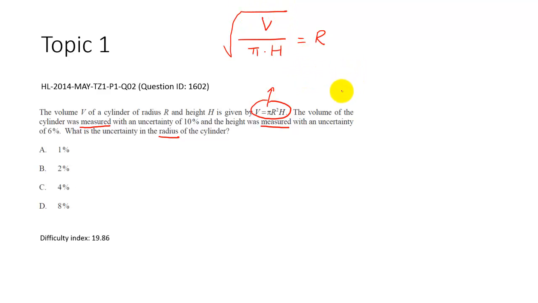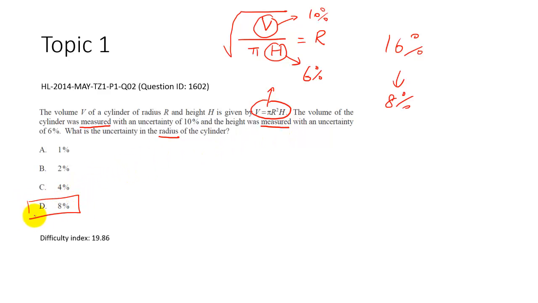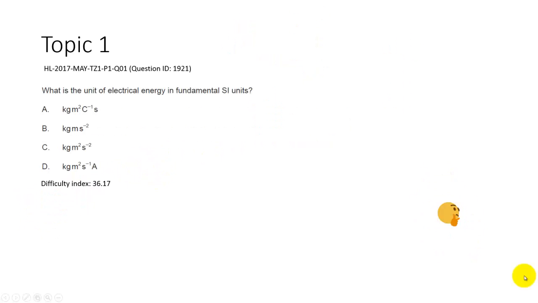If you remember the equation you can find in the data booklet for calculating the percentage error, then you should know that since V gives you 10% and H gives you 6% here, you add these two up to become 16%, and due to the square root here, you divide by 2 and therefore 8%. So the answer is actually D instead.